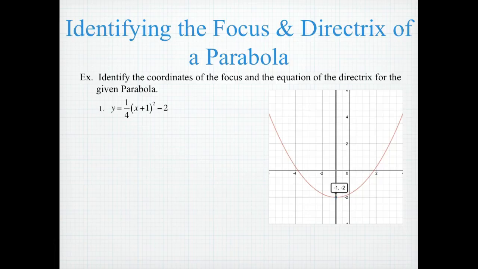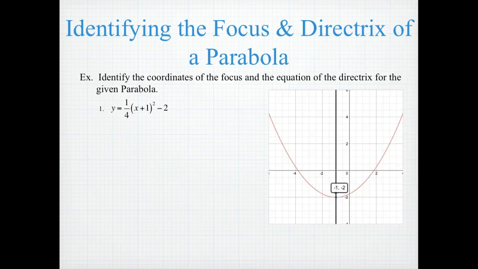So here we have a vertical axis of symmetry given at the equation x equals negative 1. The vertex of this parabola is at (-1, -2), and the parabola is opening up. So in order to find the focus and the directrix, I need to find the value of c.